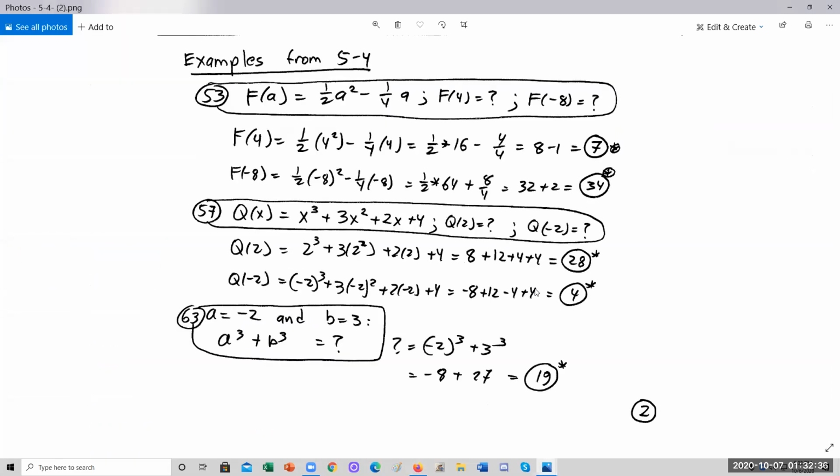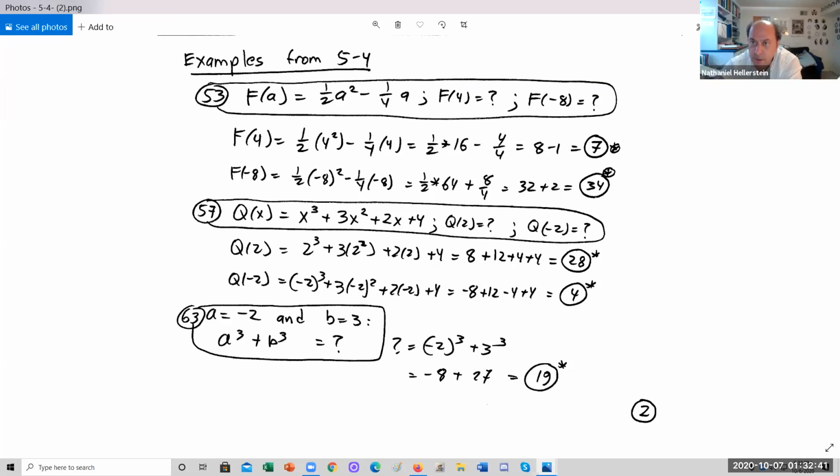That was super confusing. Okay, let's go back then. How about this? This will be another example of evaluating a polynomial. Will that help? I hope.